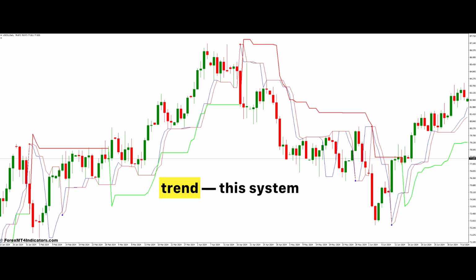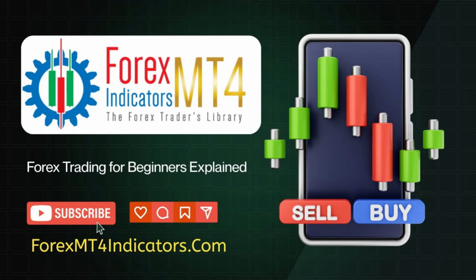Always trade with the trend. This system works best when the market is trending, not ranging. Use higher time frames like 1H or 4H for cleaner signals, and always risk only 1 to 2% of your account per trade. If you want to follow the trend with clear entry and exit rules, this strategy gives you exactly that.